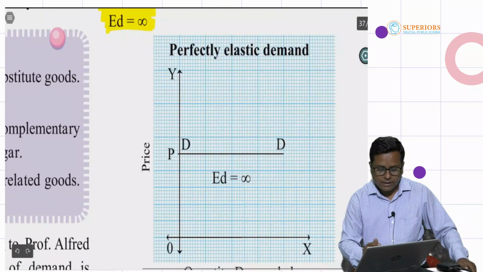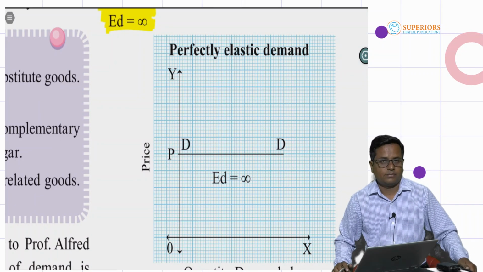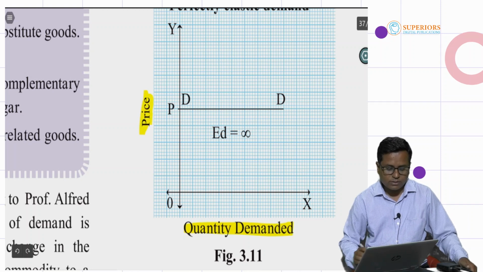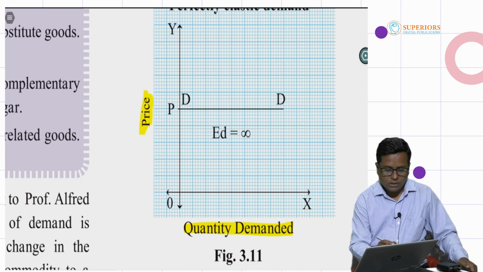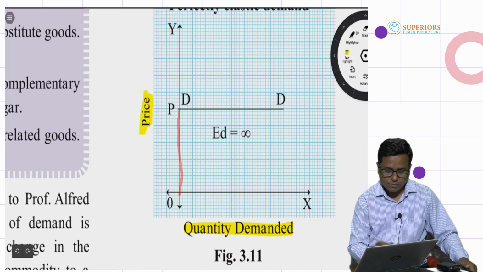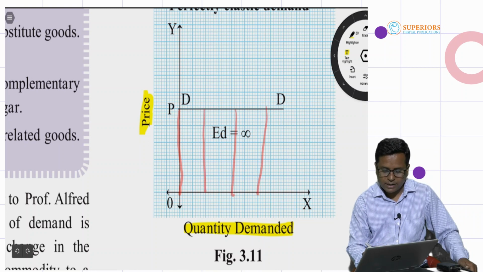You can see the DD is the horizontal straight line demand curve. On the x-axis, quantity demanded is measured. On the y-axis, price is measured. And OP is the original price. At OP price, there are different quantities demanded. Here can be shown OQ1, OQ2, OQ3.